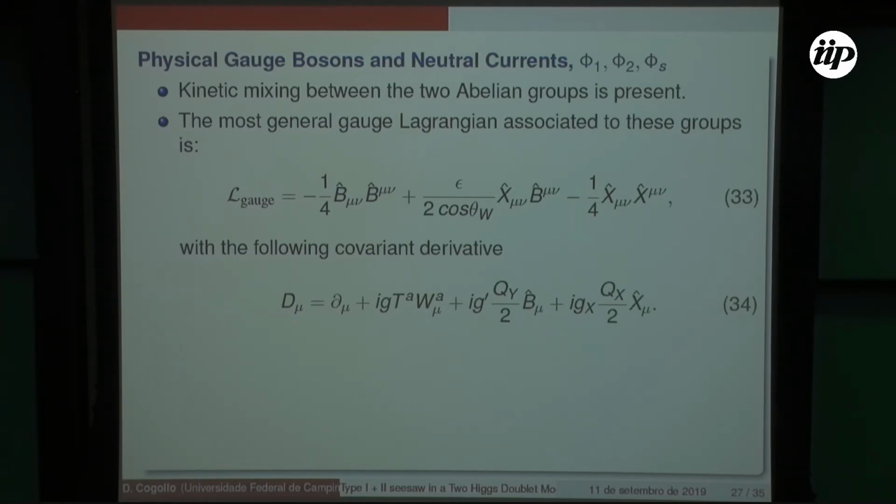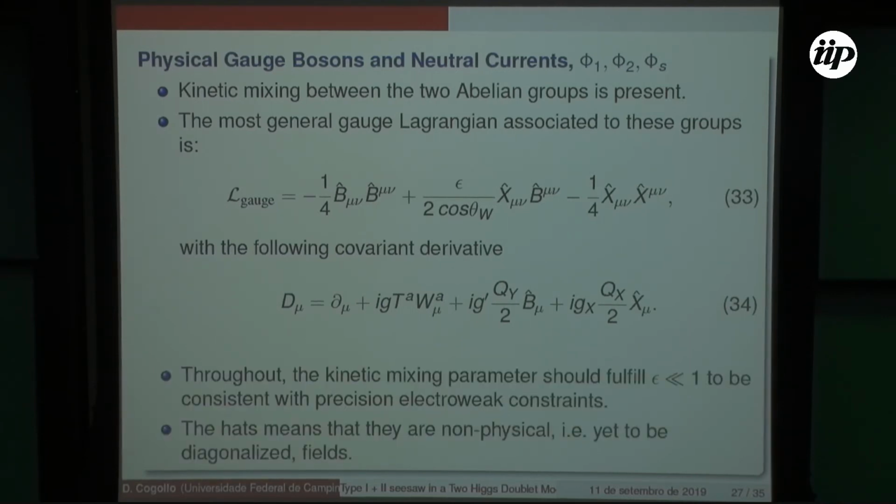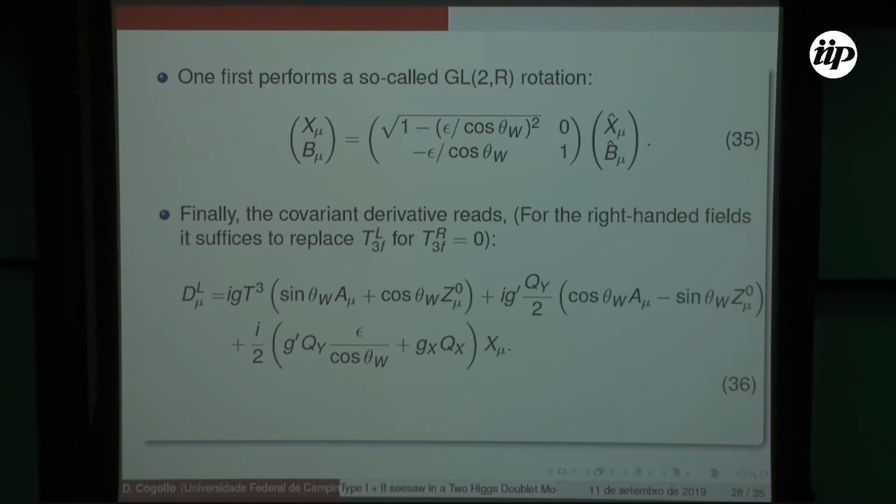the covariant derivative in this way. The hats mean that here we are not working yet with physical gauge bosons. We need to diagonalize to obtain the physical gauge bosons, and after that we need to do the Weinberg rotation also, etc. And at the end of the day, we can write the covariant derivative in this way, in terms of the photon, the Z0, and this X boson. And from here, we derive the gauge boson masses. After spontaneous symmetry breaking, we derive from this covariant derivative the gauge boson masses.